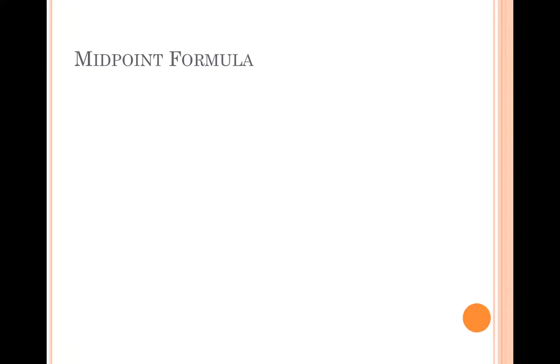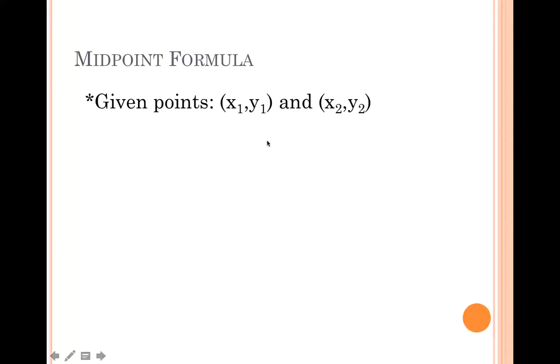Alright, so now we are talking about a midpoint formula, which is what we use when we're finding midpoints on a graph, so in the coordinate plane. So we have to have actual points, like with an x and a y, to use this formula. So if we are given 2 points, the first point we're going to say x1, y1, and the second point we're going to use x2, y2.